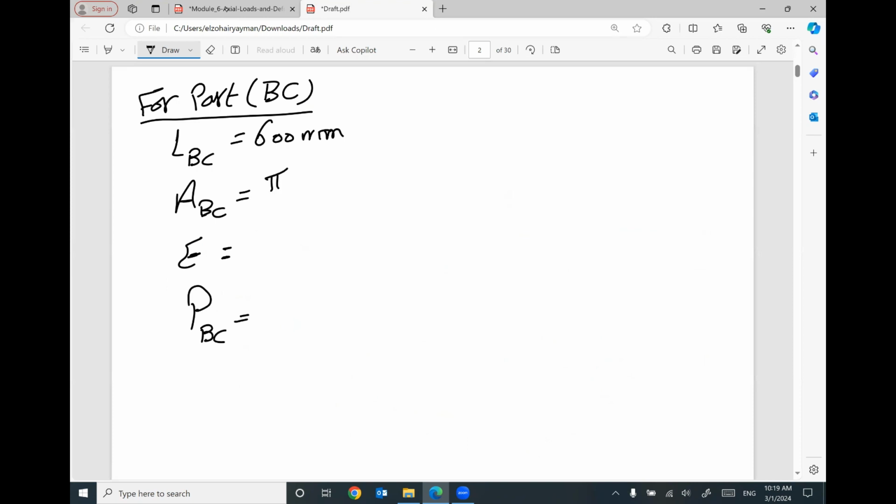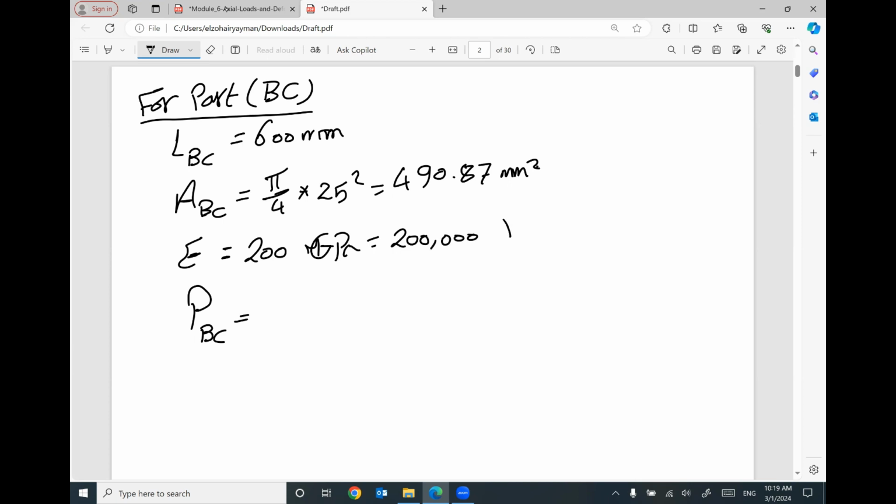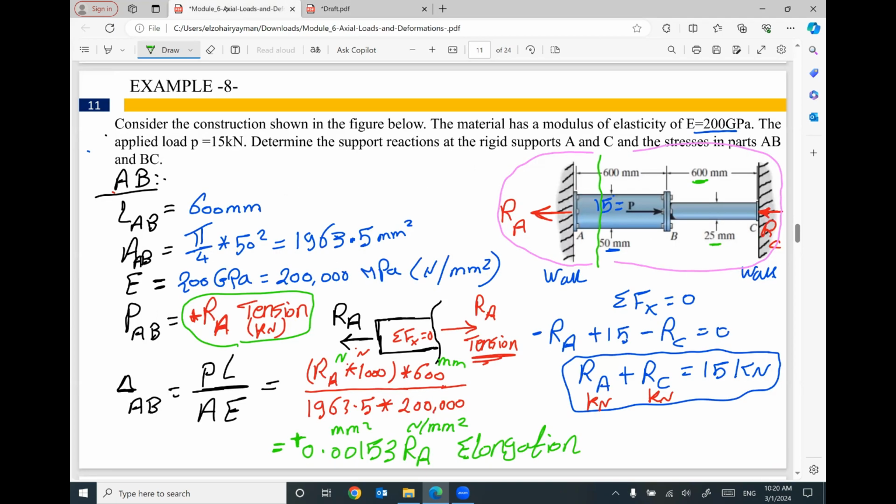So the area will be pi divided by 4 times 25 squared, which will be 490.87 millimeter square. Young's modulus for the same material is 200 gigapascal, which is 200,000 megapascal, which is Newton per millimeter square. To figure out the applied force in this part, I'm going to repeat what I did.